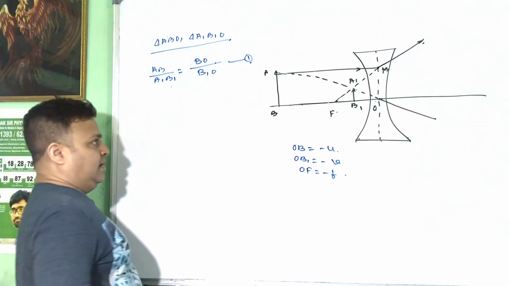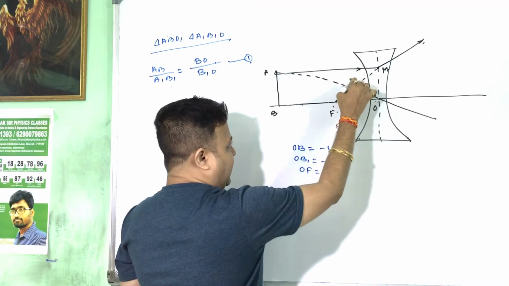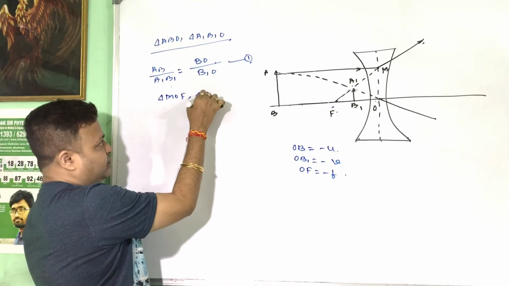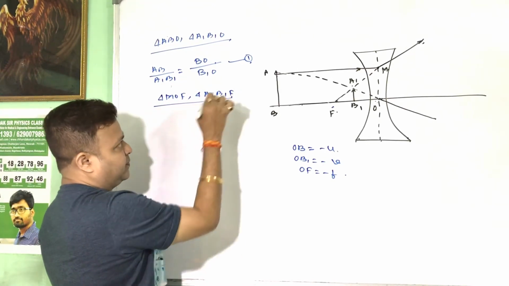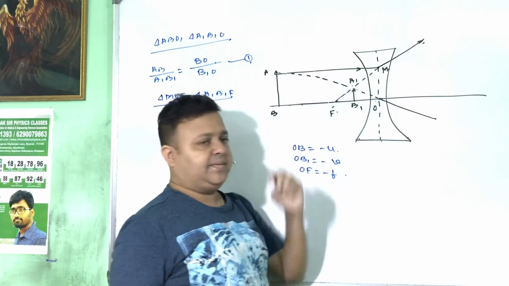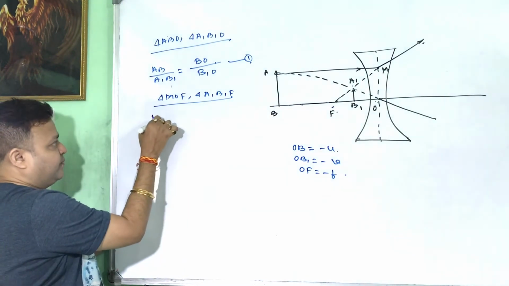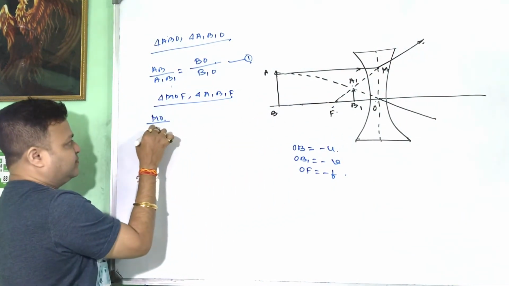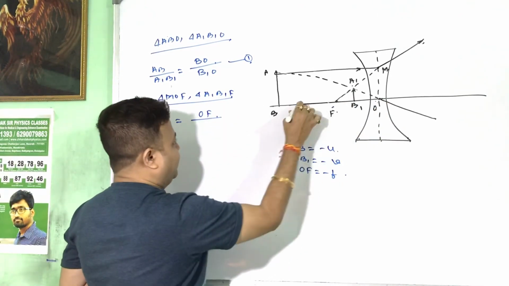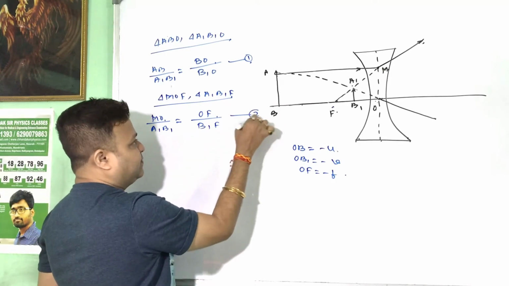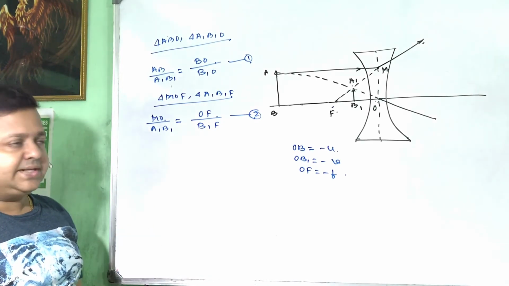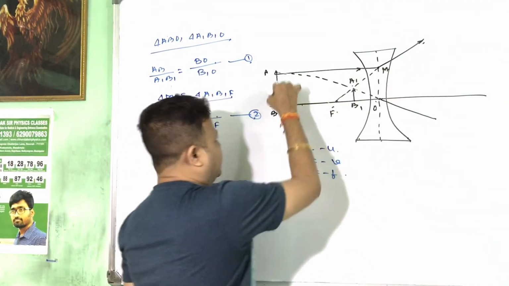Now MOF and A1B1F are similar triangles. Now MO by A1B1 is equal to OF by B1F. What is MO? MO is equal to AB.